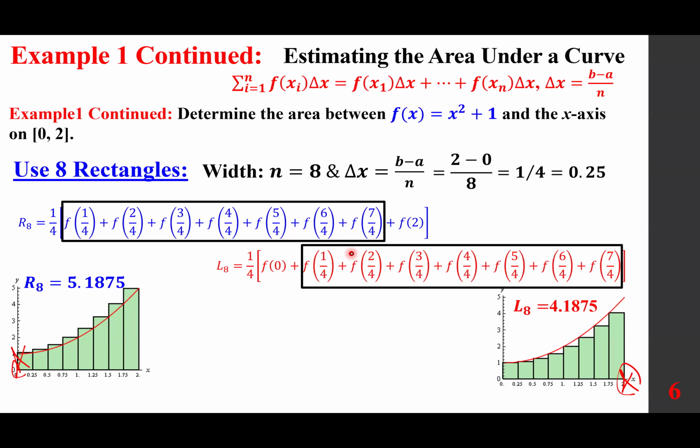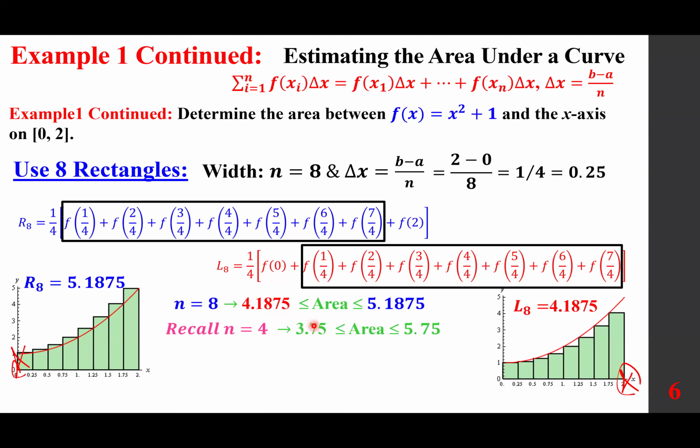What is the area? When n is 8, somewhere between 4.1875 and 5.1875. By the way, we have done it with 4 decimals. You may want to do it with more. But in any event, let's compare it to what we did with n equals 4.